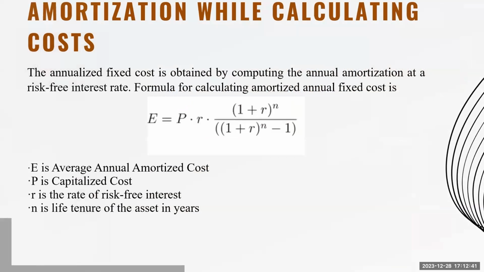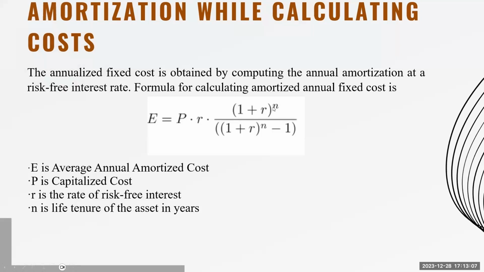Here, one can use this formula for calculating what should be the average annual amortized cost. Let's say E is the annual average amortized cost, P is the amount that is invested, R is the rate of interest, usually the risk-free rate of interest, something like a fixed deposit interest rate and so on.